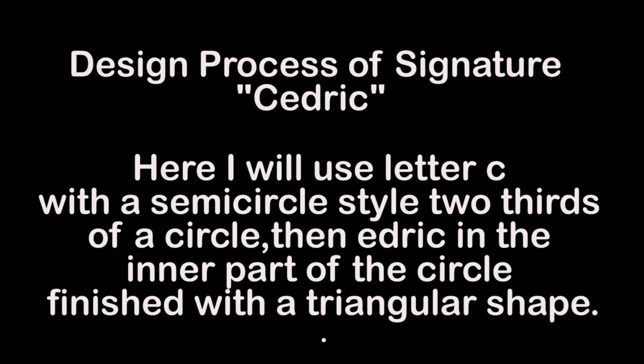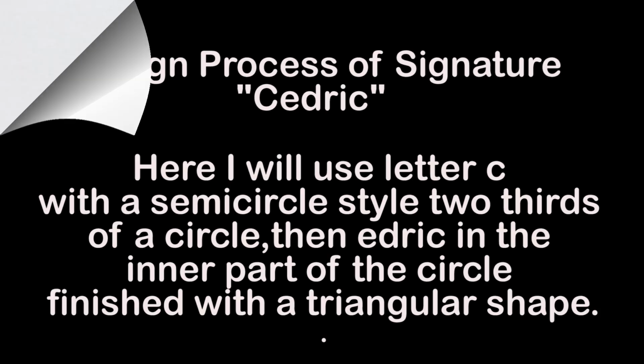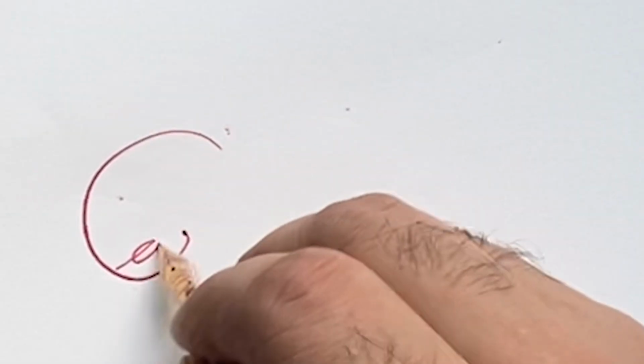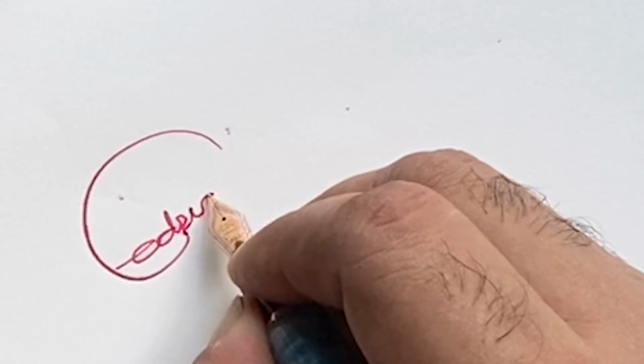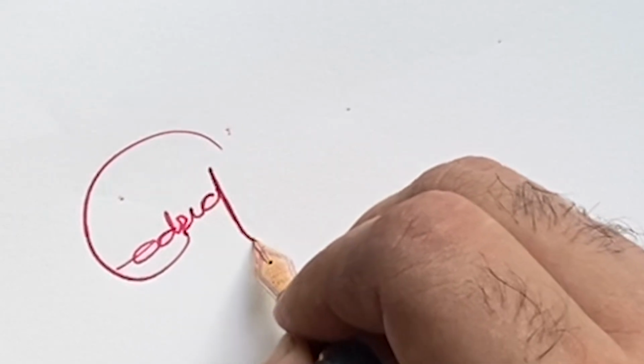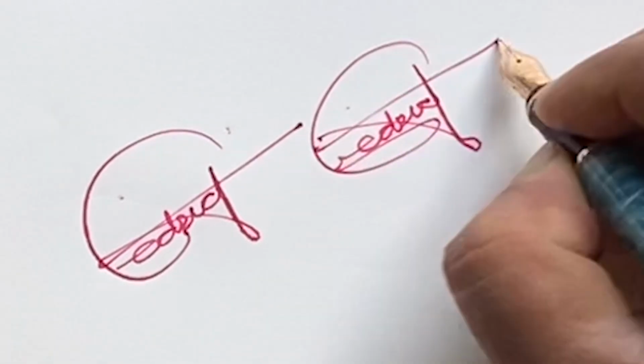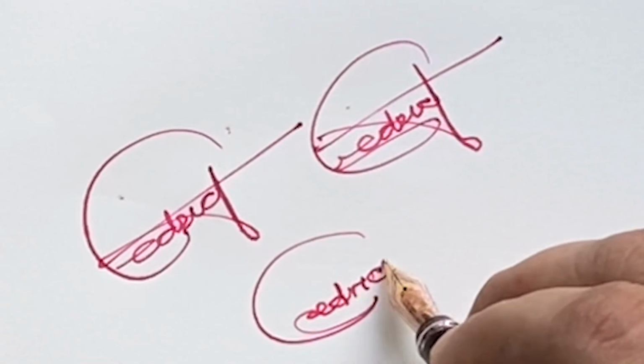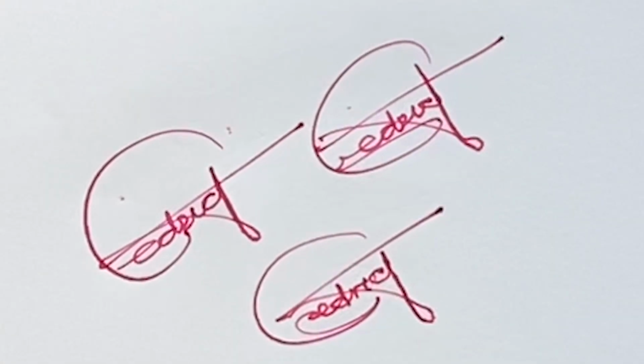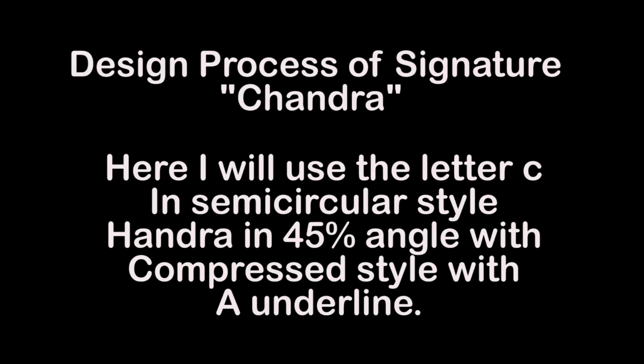Now let's design the signature of Chedric from France. Here I will use letter C with a semicircle style, 2/3 of a circle. Then Edric in the inner part of the circle finished with a triangular shape.